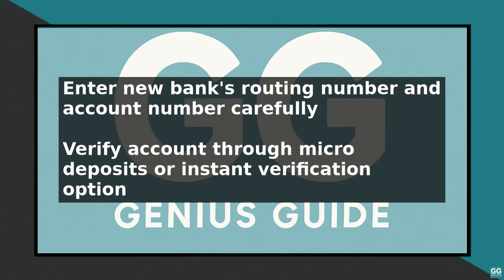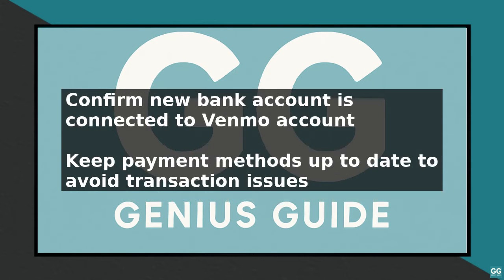Once your bank account is verified, it will be connected to your Venmo account and you can use it to send and receive payments. It is essential to keep your payment methods up to date to avoid any issues with your transactions. In summary, changing your Venmo bank link involves removing your old bank account, adding a new one, and verifying the new account. By following these steps, you can easily update your payment methods and ensure that your Venmo account is secure and functional.